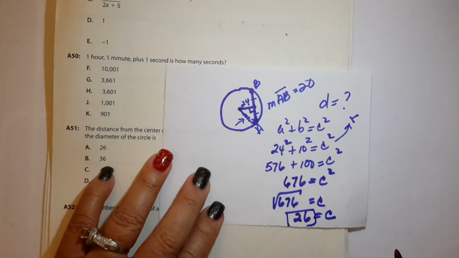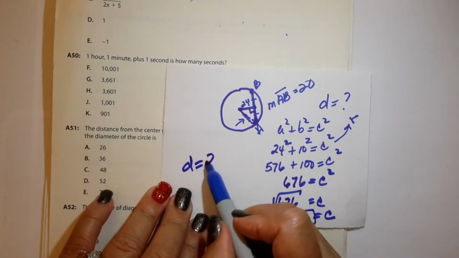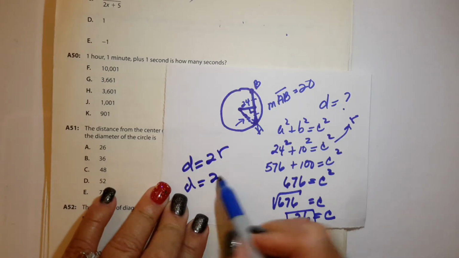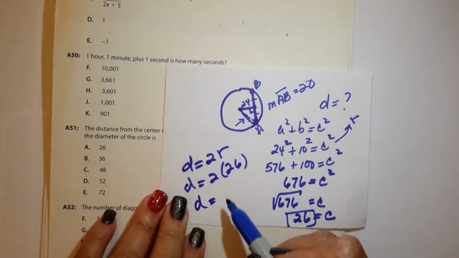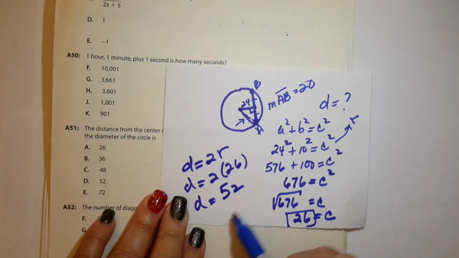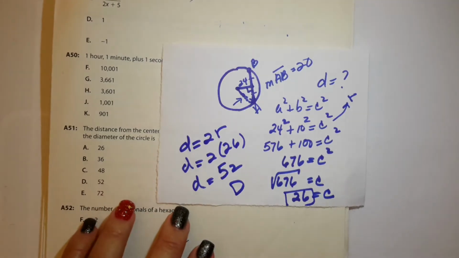But I'm not looking for the radius, I'm looking for the diameter. So the diameter is twice the radius, so the diameter is 2 times 26. So the diameter has to be 52. If I'm not wrong, the answer is letter D, 52.